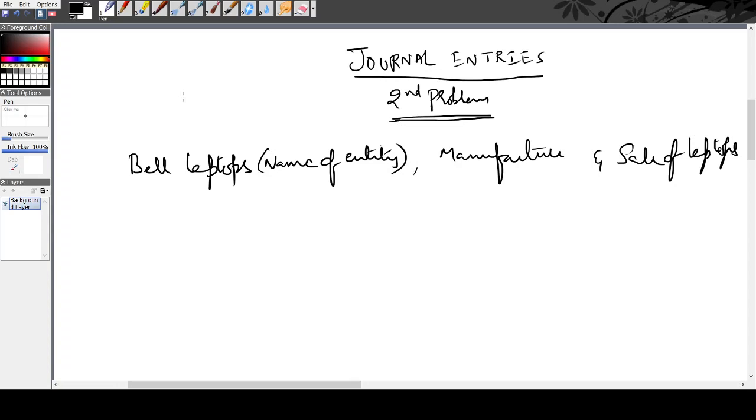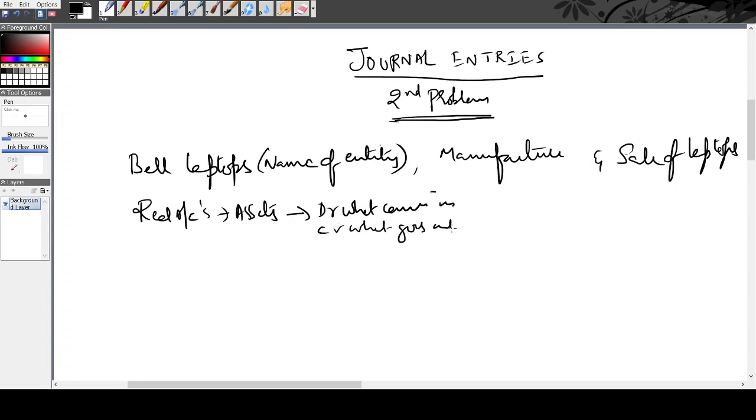Now, before we go into the problem, we'll revise the golden rules of accounts once again. What are real accounts? Real accounts deal with assets which the business has. The rules are debit what comes in and credit what goes out.